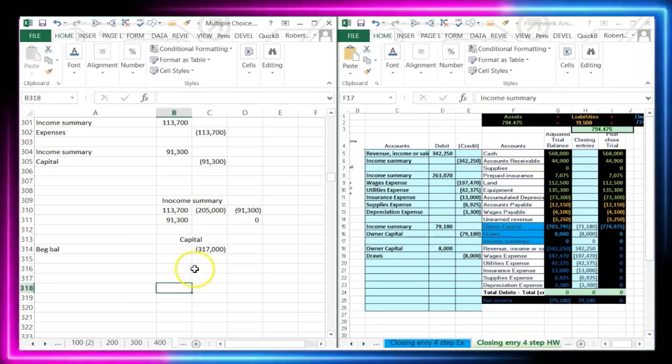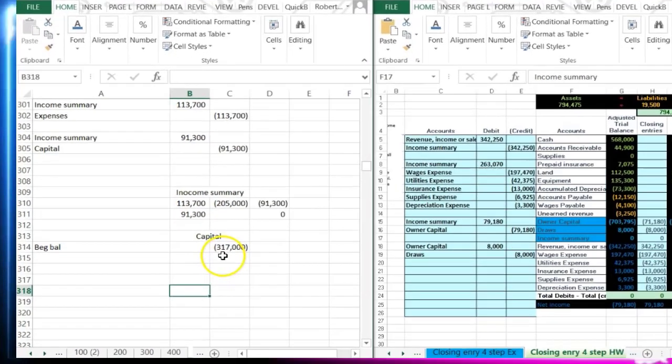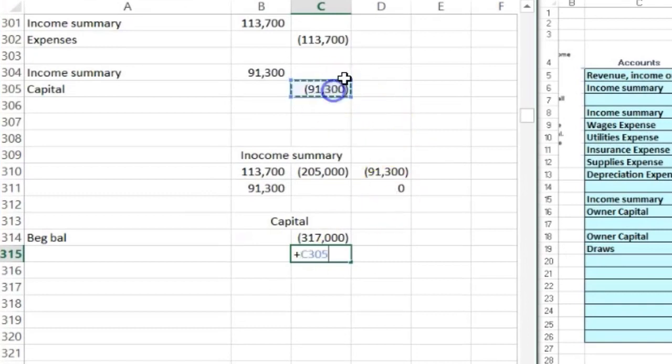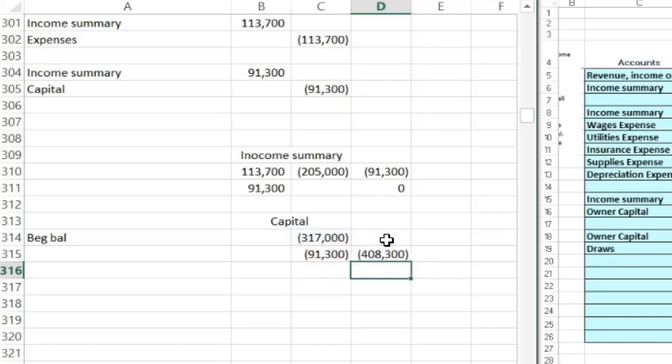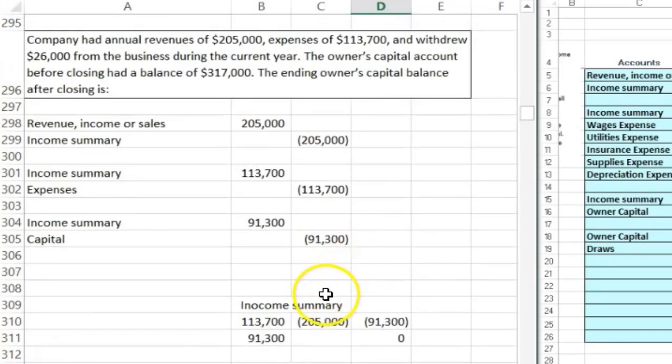And then what we did is we credited it again in our T account. So in our balance, it went up, from here to here. So that's what's in there now. Now we're going to see if there are any draws. That's going to be the owner's capital account. They withdrew 26. That's our last journal entry. So 26 is what was withdrawn.